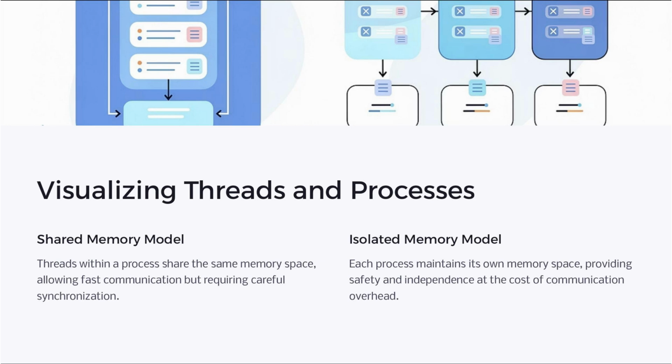Threads operate within a shared memory model, enabling rapid communication but necessitating precise synchronization to avoid conflicts. In contrast, processes use an isolated memory model, ensuring safety and independence, but introducing communication overhead. Understanding these models is crucial for optimizing performance and resource management in concurrent programming.